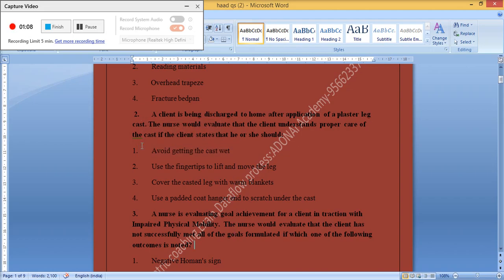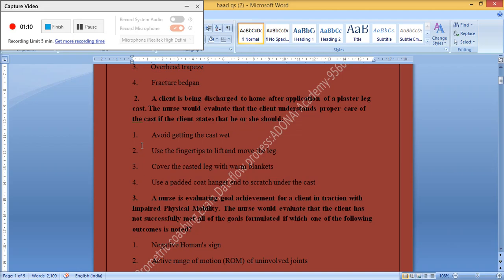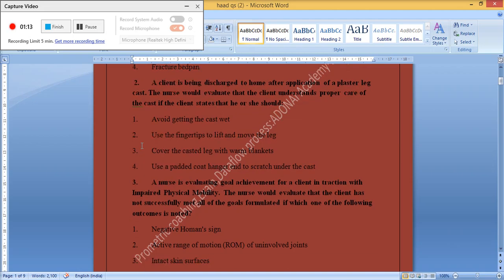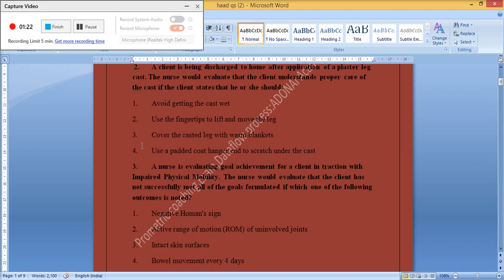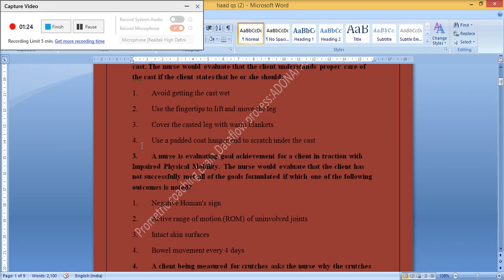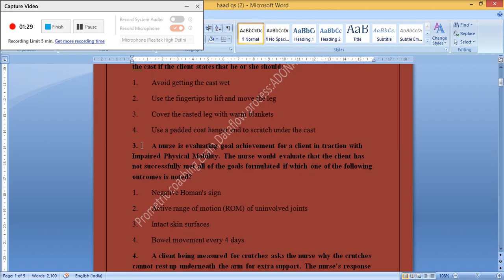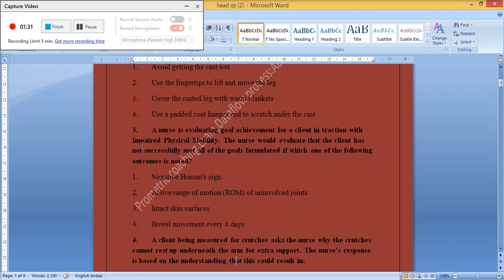3. A nurse is evaluating goal achievement for a client in traction with impaired physical mobility. The nurse would evaluate that the client has not successfully met all of the goals formulated if which one of the following outcomes is noted. 1. Negative Homan's sign. 2. Active range of motion of uninvolved joints. 3. Intact skin surfaces. 4. Bowel movement every 4 hours. The correct answer is 4. Bowel movement every 4 hours.